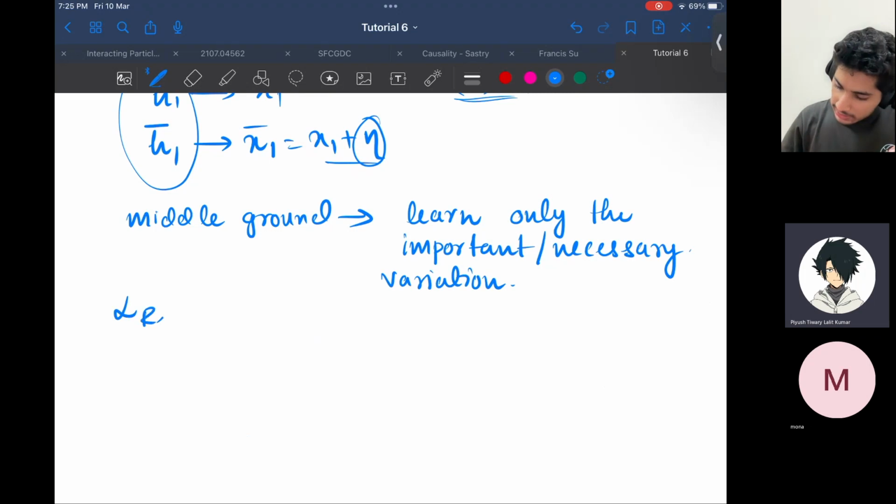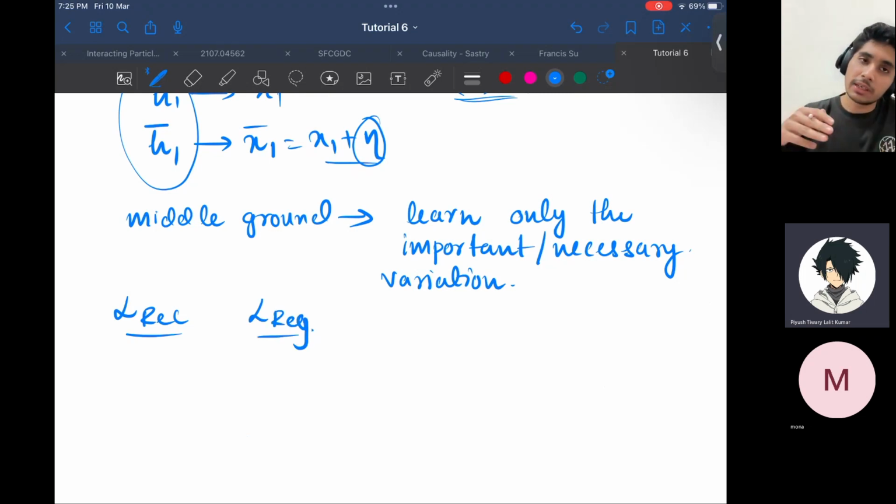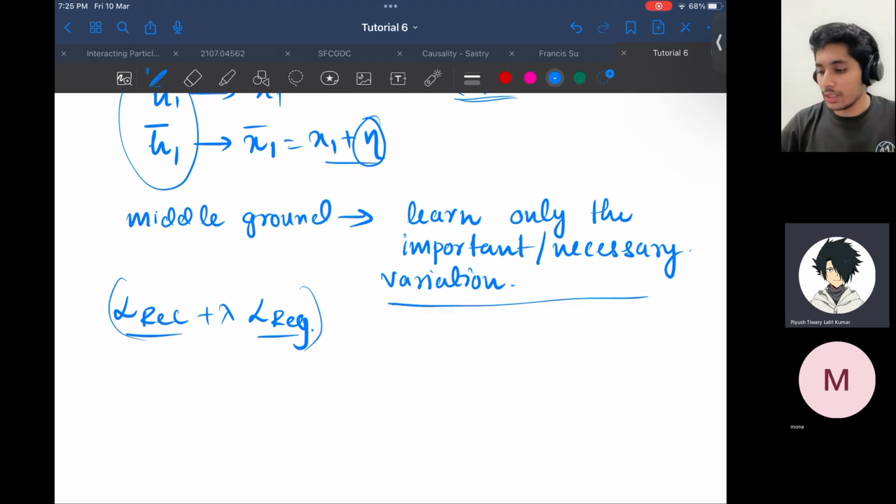L reconstruction was saying that even if the input changes by a little, your representation should be very different. That was not desired. L regularization was saying that even if the input changes by a lot, don't change. That was also not desired. So we just added these two, and hopefully it will learn only the important variations that are present in the data.